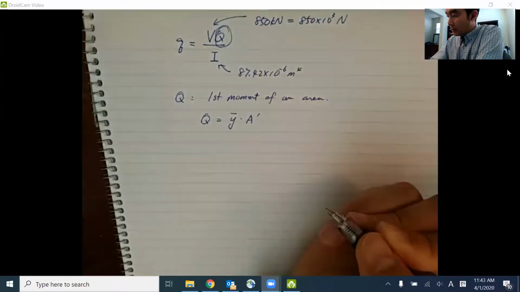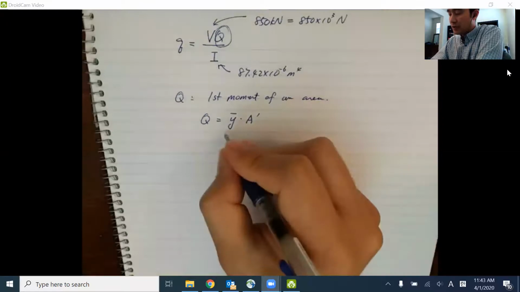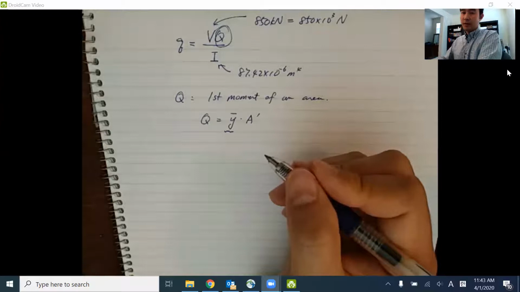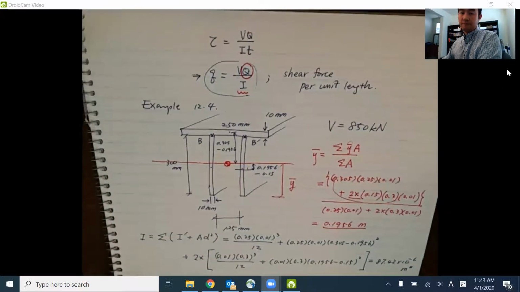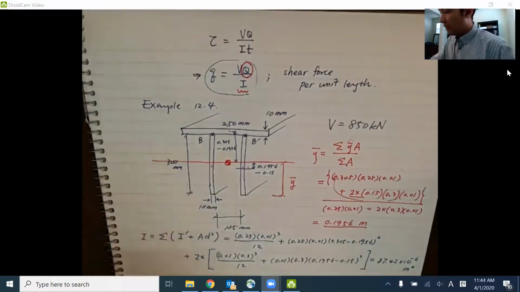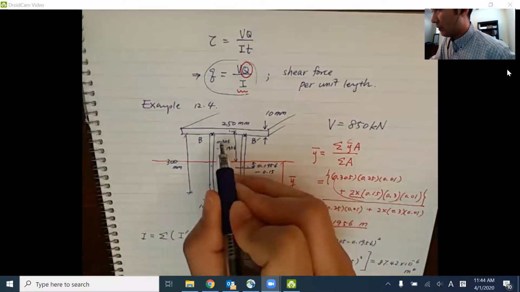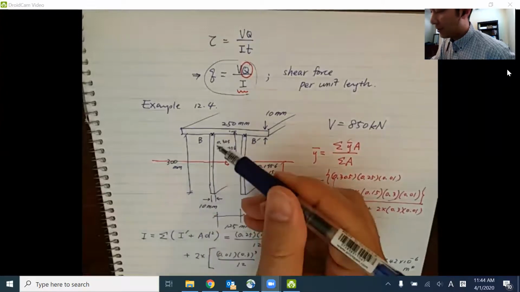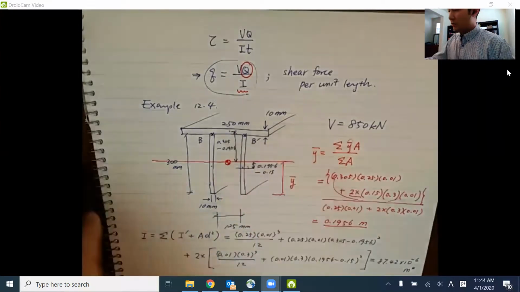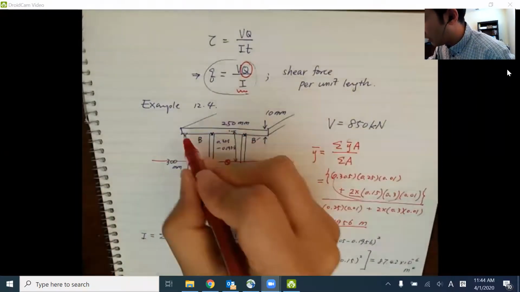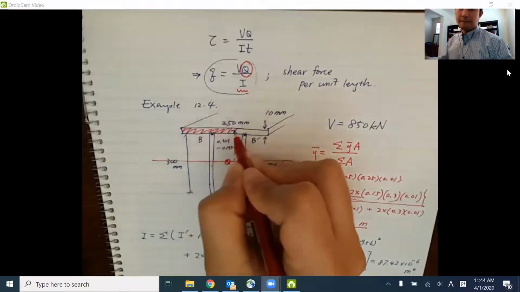So Y bar is going to be the distance from the neutral axis of the entire section to the area that we're going to be considering. So let me go back to this figure and talk about A and Y. B and B primes are here, and we are always estimating the area from the top of the section, from the top up to this point. The corresponding area is going to be this shaded area.